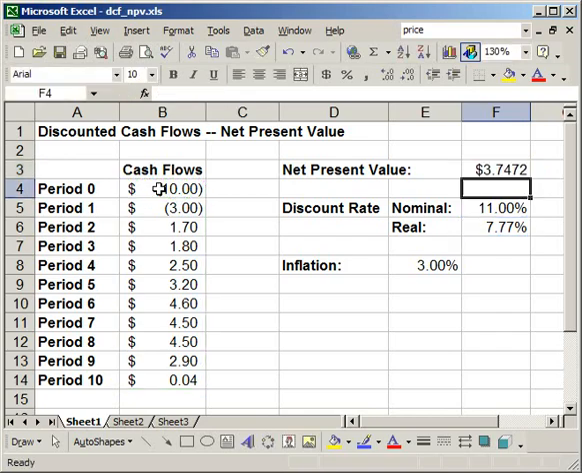So when you do that, you'll get a net present value of 3.7472 million. And if you have all of these linked, you can simply change the inflation rate to say 4% and figure out what your NPV will be up here, or make it 0 so it'll equal the nominal rate and figure that out.